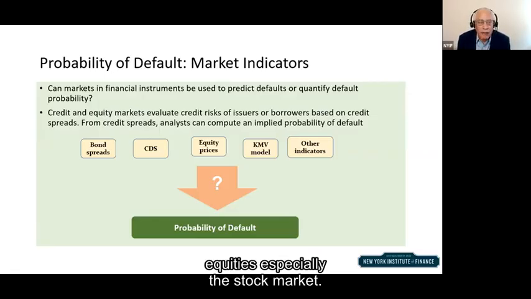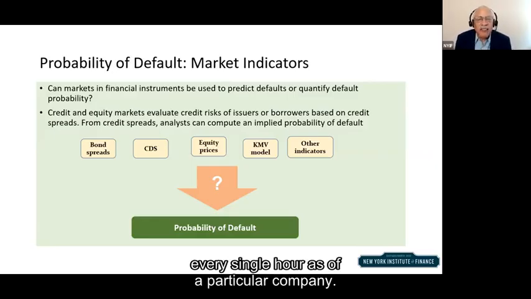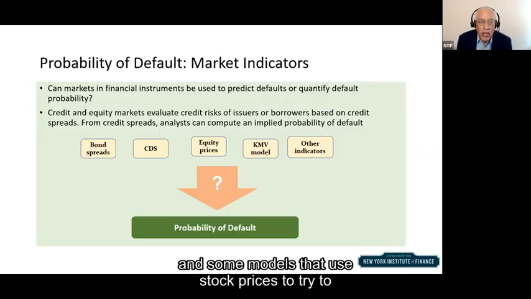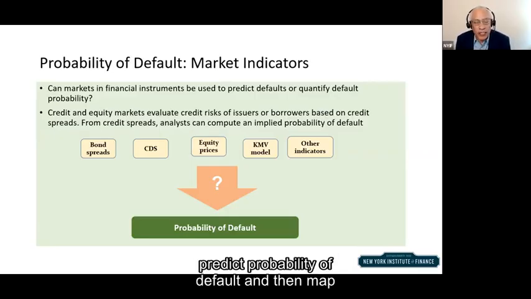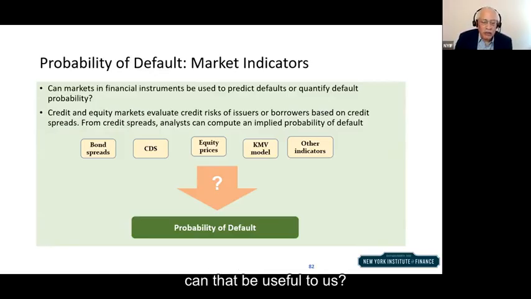Equities, especially the stock market, reflect sentiments every single hour of a particular company. And so there are some market indicators and some models that use stock prices to try to predict probability of default and then map that into a particular credit rating. And so can that be useful to us?